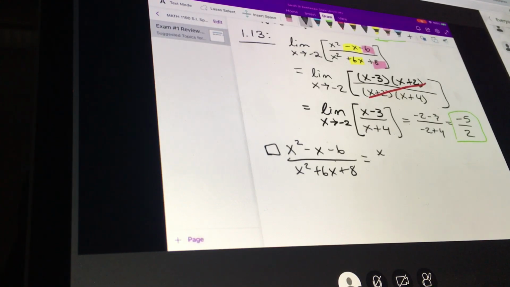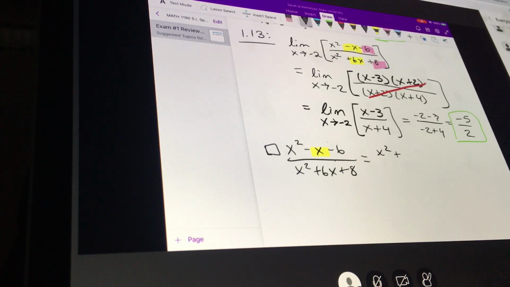So you want to split up this middle value. So you see it has a coefficient of 1. So we want two numbers that add to equal -1, but that multiply to get you -6. So 2 and 3, right? -3 plus 2 is equal to -1. And -3 times 2 is equal to -6. And so that's how I got that.